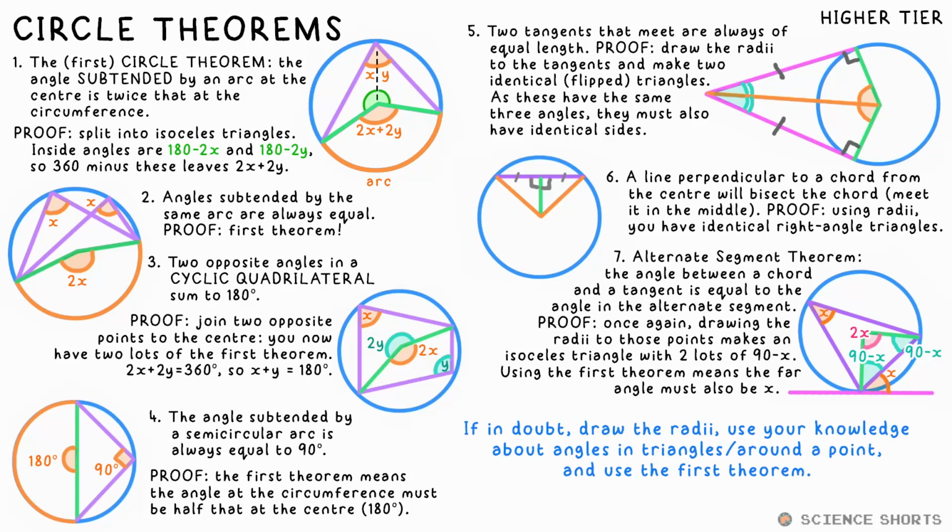If you can't remember all of these proofs exactly, just remember to A, join points at the centre to make isosceles triangles, and they will have two equal angles, and that angles in a triangle add up to 180 degrees, and B, use the whole double angle theorem to find the angle at the circumference.